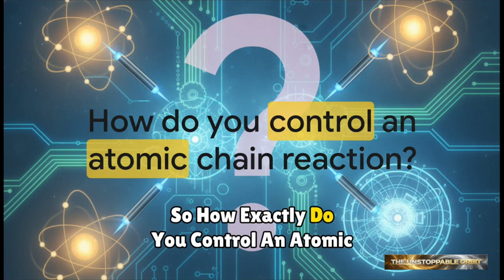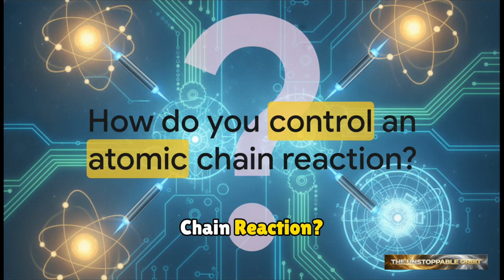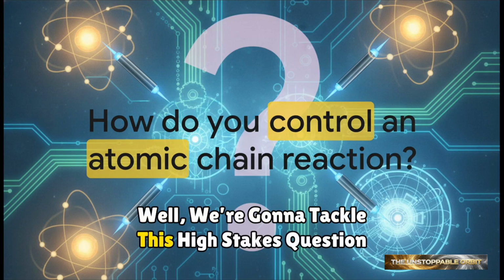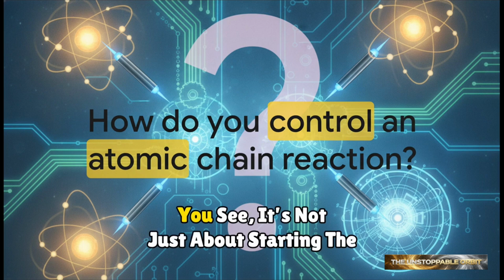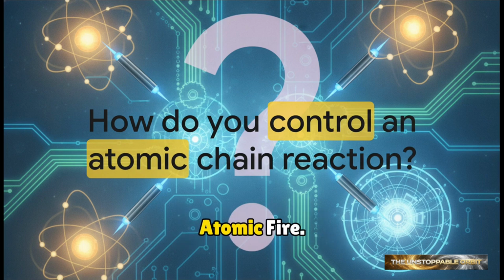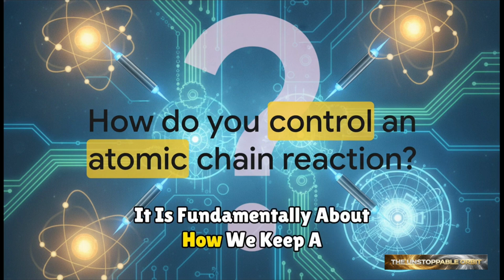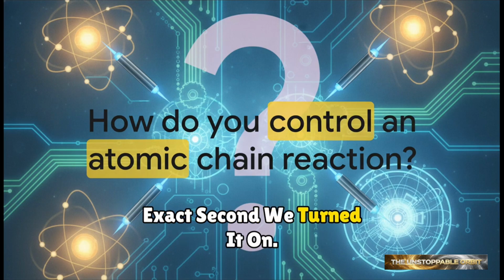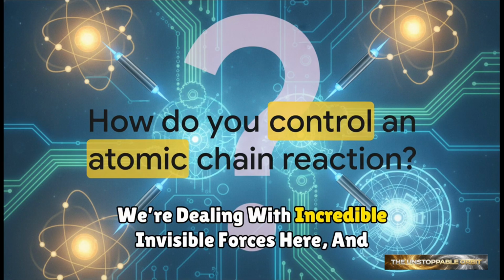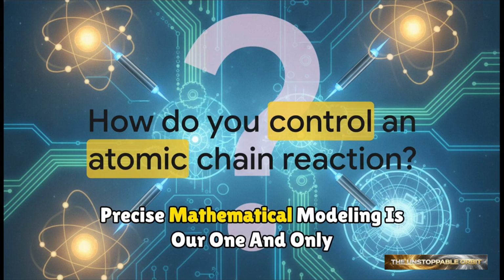So how exactly do you control an atomic chain reaction? Well, we're going to tackle this high-stakes question by diving deep into the mathematics of reactor kinetics. You see, it's not just about starting the atomic fire. It is fundamentally about how we keep a plant from spiraling completely out of control the exact second we turned it on. We're dealing with incredible invisible forces here, and precise mathematical modeling is our one and only safety net.